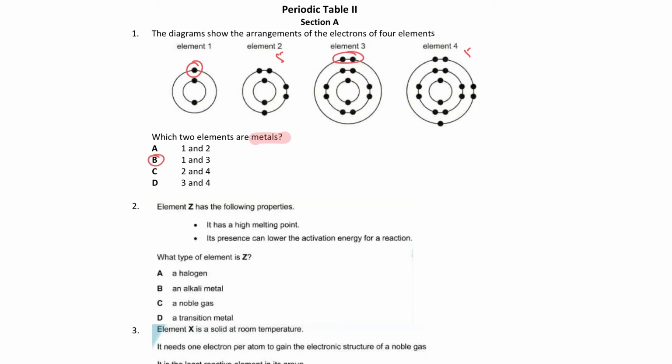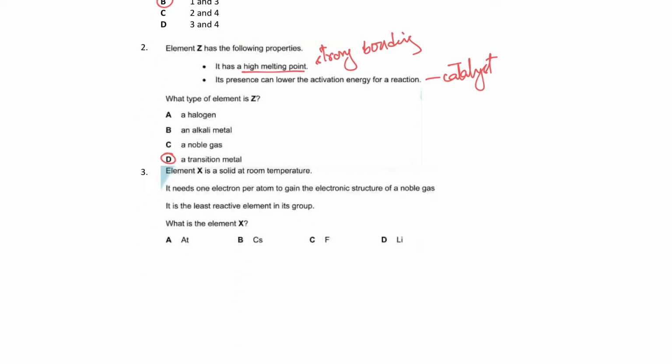Element Z has the following properties. It has a high melting point, which tells us that the bonding in there is really strong. Its presence can lower the activation energy for a reaction, which means that this is a catalyst. This is what catalysts do. And there is a group of elements in the periodic table that is good at doing that, and that is the transition metals. So transition metals have strong metallic bonding, which means that this will have a high melting point, and it's also working as a catalyst. So this is the answer.